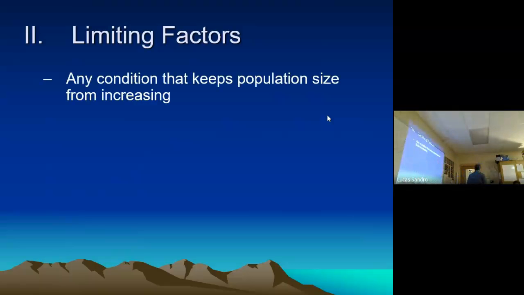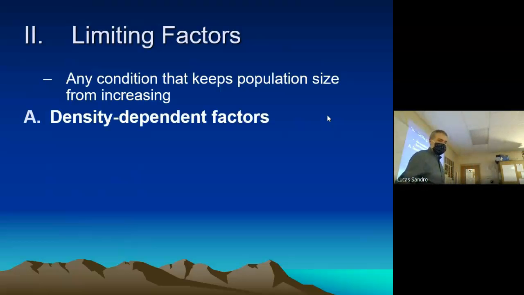So a limiting factor is really any condition that is keeping a population size from increasing. And predation is a limiting factor that we define as density dependent. Population density, which is what we're talking about.